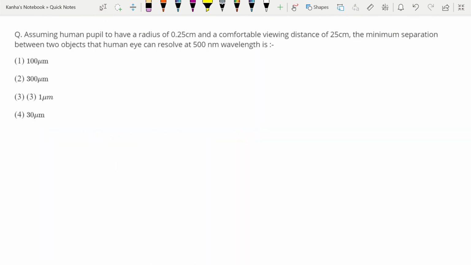Let's solve a question. Assuming human pupil to have a radius of 0.25 centimeter and a comfortable viewing distance of 25 centimeter, the minimum separation between the two objects that the human eye can resolve at 500 nanometer wavelength is given by which of these? In order to solve this, I have several things at hand. First of all, let's tell you what this actually means.